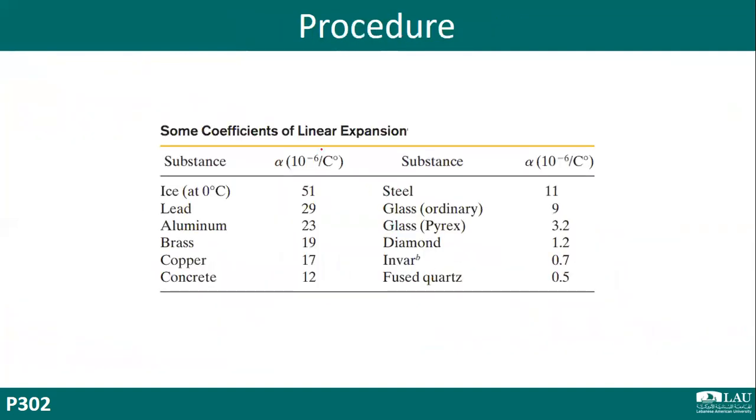If we check the table for the brass, the aluminum, and the copper, I think, we have different linear expansions, different coefficients. We are going to study the linear expansion for three different metals. So for which material do we expect the greater value of delta L?